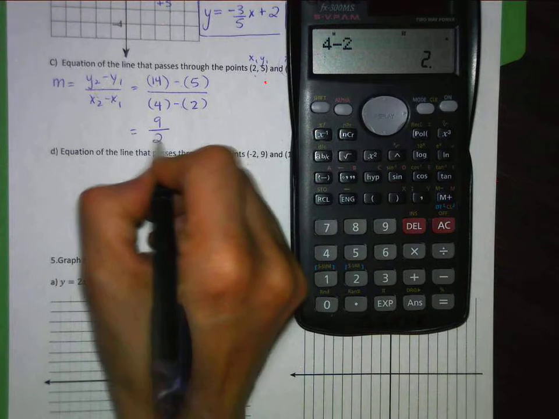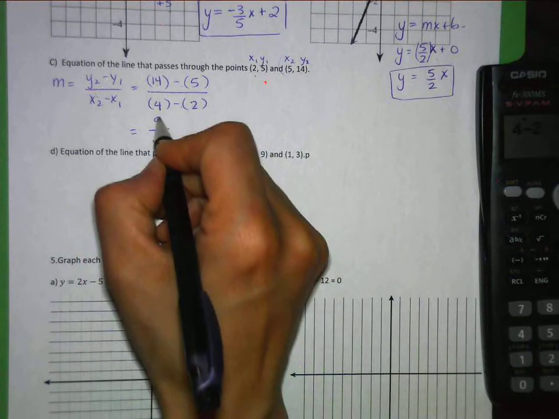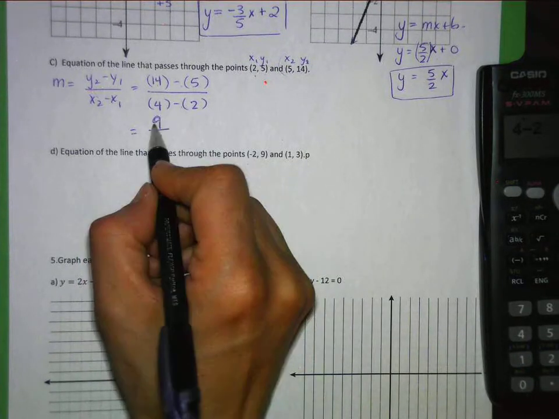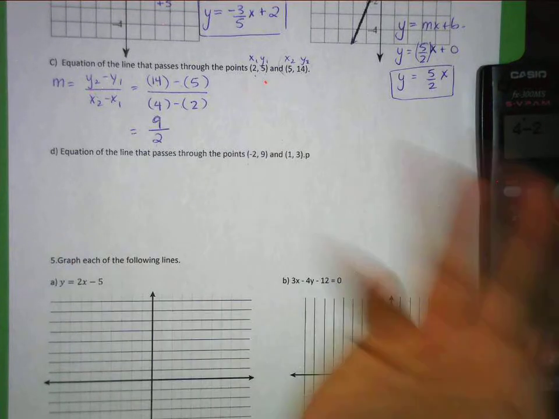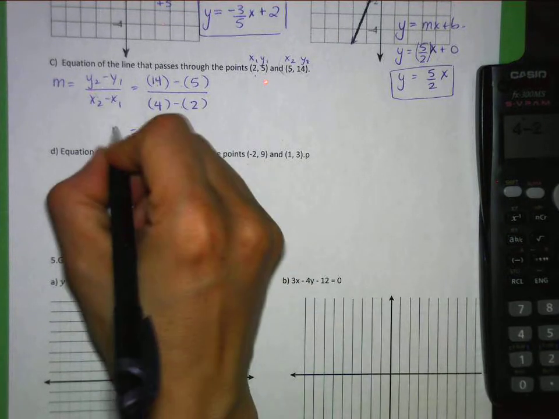That is 2. And I take a look at that and think, can I reduce that? Does that reduce at all? 9 is an odd number. 2 is even. Nope, I can't reduce that. So that's my slope.